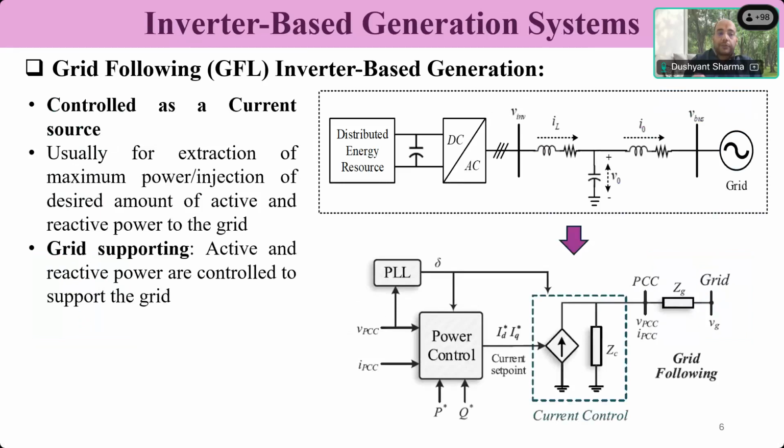So the grid following inverter basically, as someone just answered, needs a reference. The reference is basically the bus voltage to where it is connected, and that is called the point of common coupling. So it is connected at the point of common coupling through a control mechanism. It is controlled.